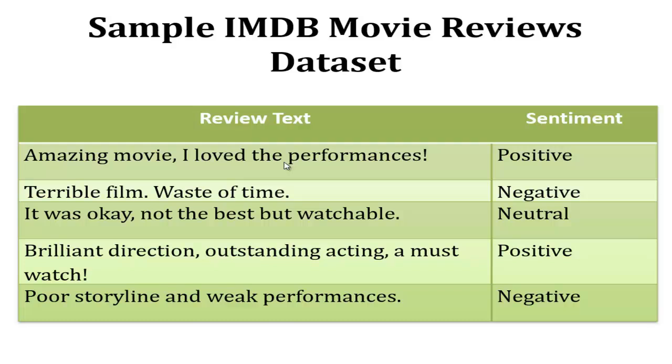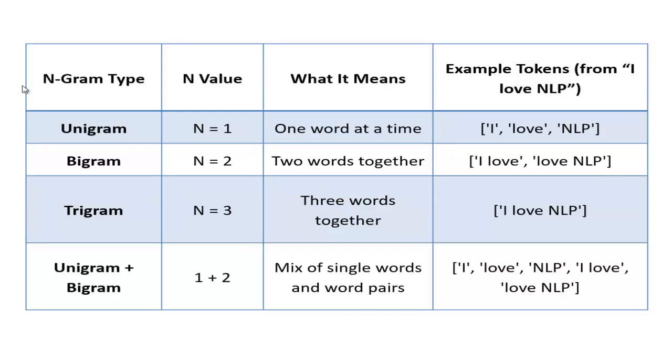Now let's understand what n-grams actually are. As you can see in this particular table, our first column is n-gram type, second is n value, third is what it means, and then example tokens from this particular sentence, I love NLP. In n-grams, when n is equal to 1, we call it a unigram. That means we are taking one word at a time from the given sentence to form a unigram. As you can see, this is our sentence, I love NLP, and from it we are taking one word at a time: I, love, NLP.